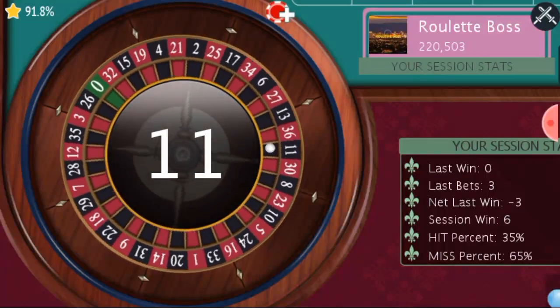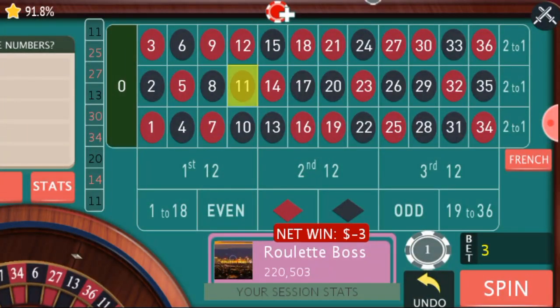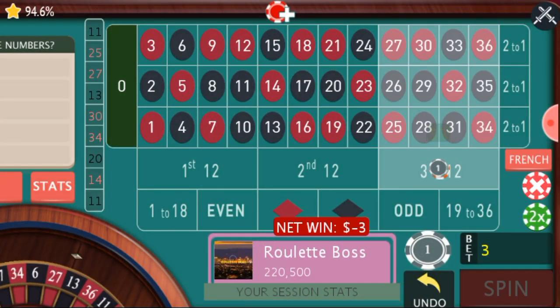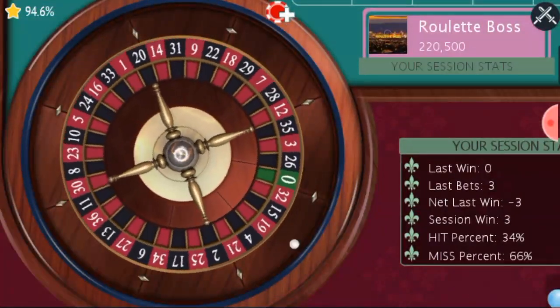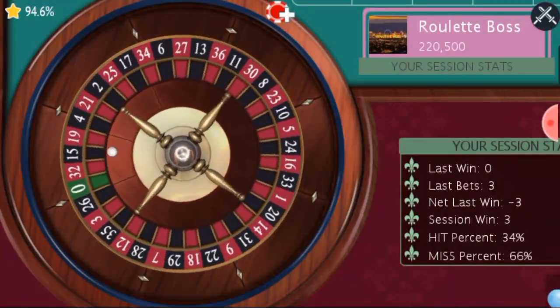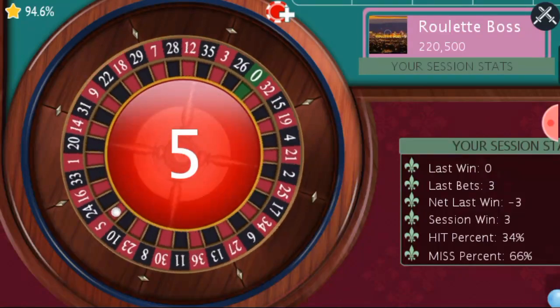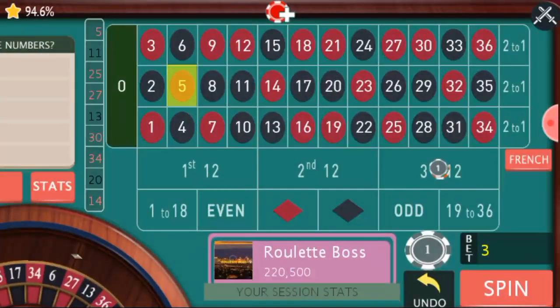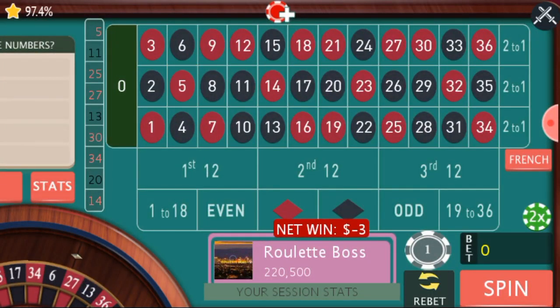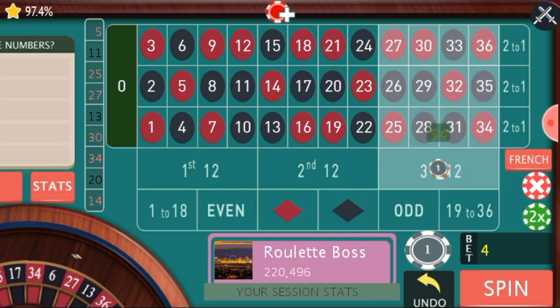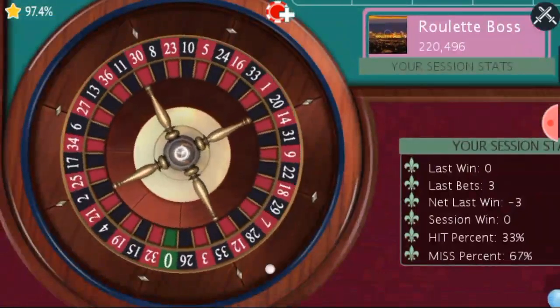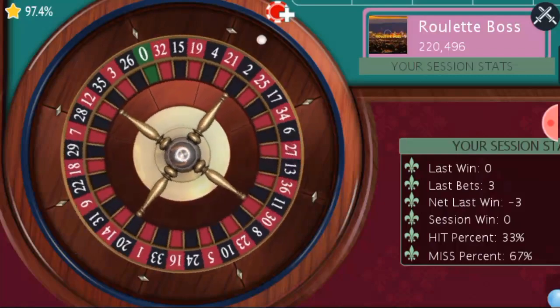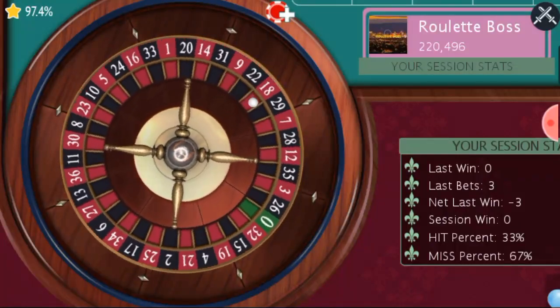I lose on spin number 2. Spin number 3. Okay, great. So I'm having this losing streak that I'm looking for. Lose on spin number 3. I increase my bet by 1 unit. So I'm back to 0 units in profit.